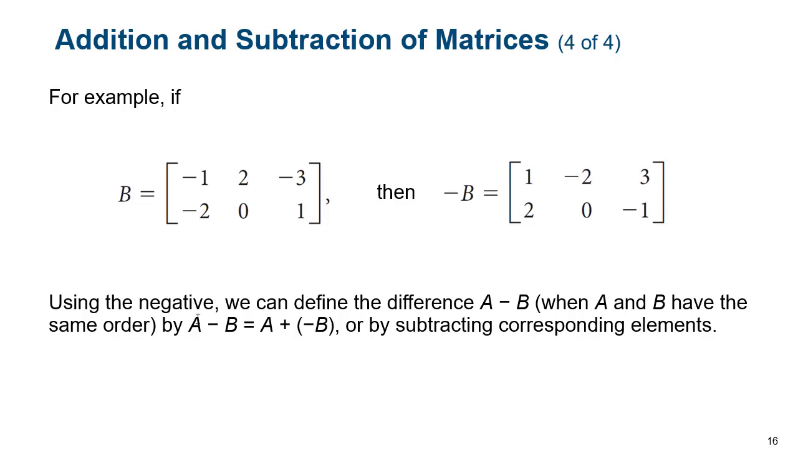So now, using the negative, we can define the difference A minus B, when A and B have the same order, of course. Remember, same order means same shape. And we can define that as A minus B just equals A plus the negative B matrix. And because we can define it that way, the same rules apply. We just take the first element, we add the second element to it, and so on and so forth.